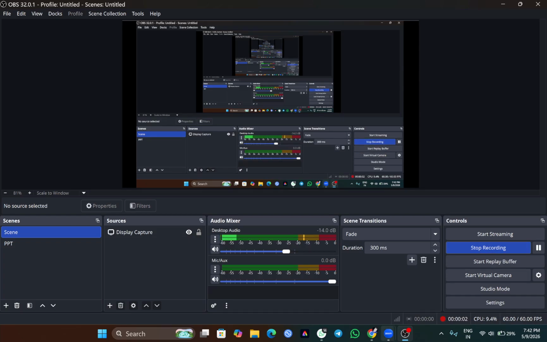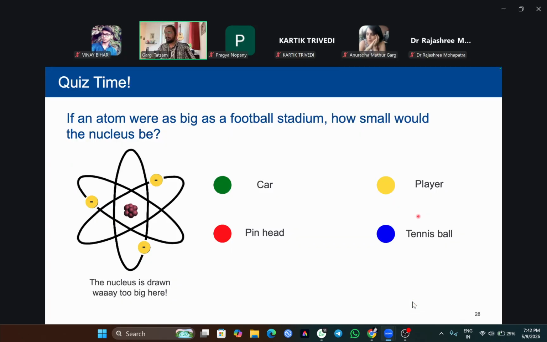Well, let's get into atomic structure a little bit.